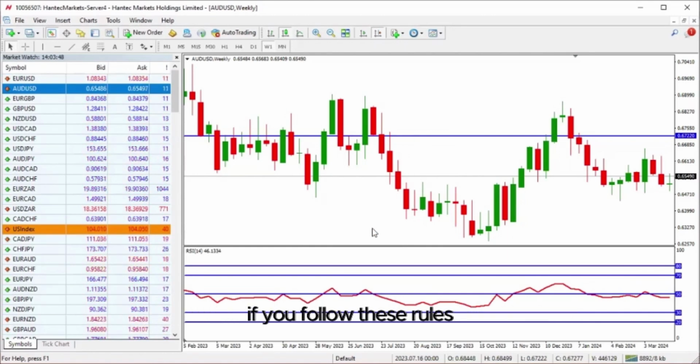And that is it. If you follow these rules, you will enjoy trading Forex. This is a highly reliable trading strategy, and this is one of my best trading strategies.